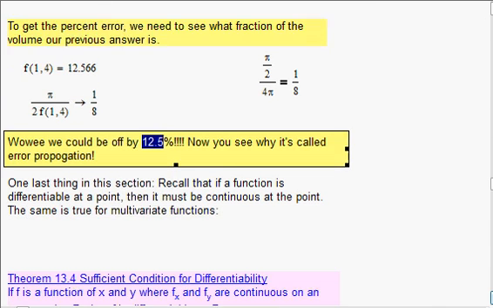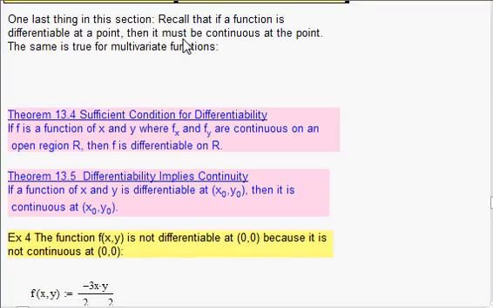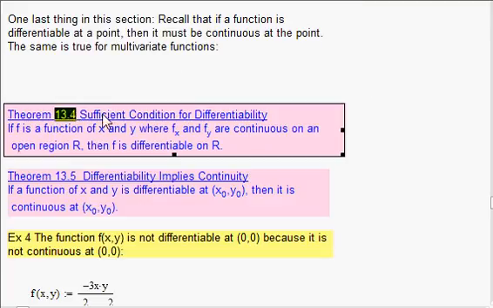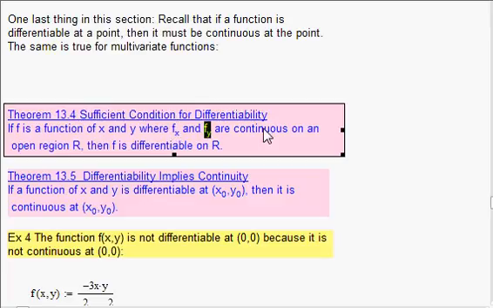Well, one last thing in this section. Recall if a function is differentiable, then it must be continuous, and the same is true for multivariate functions. Chapter 13, section 4 of the theorem says, sufficient condition for differentiability: if a function of x and y, where the partial derivatives f sub x and f sub y are continuous on an open region R, then f is differentiable on R.